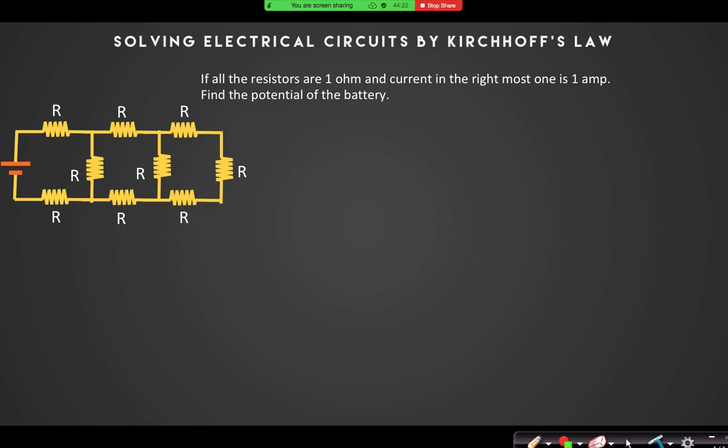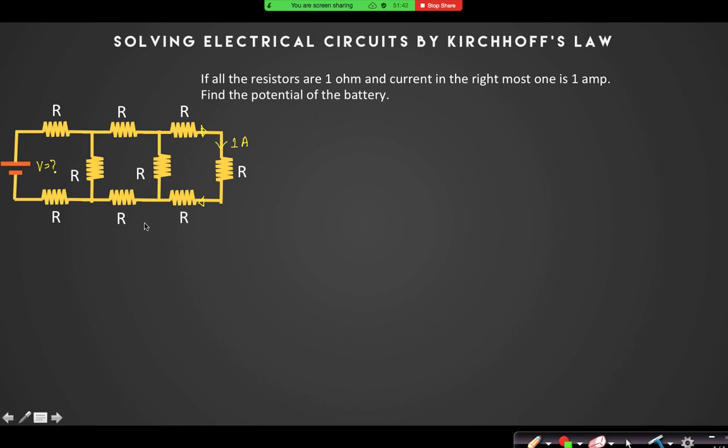Now there is a question: all the resistors are 1 ohm, and the current in the rightmost resistance, let me draw this current, is 1 ampere. Then what is the battery voltage? What is the value of V that you have to find in this question? Suppose this branch is carrying current 1 ampere, and all the resistors are 1 ohm. 41 volt is the correct answer. Look, this resistance is carrying 1 ampere current. So what will be the current in all these two resistors?